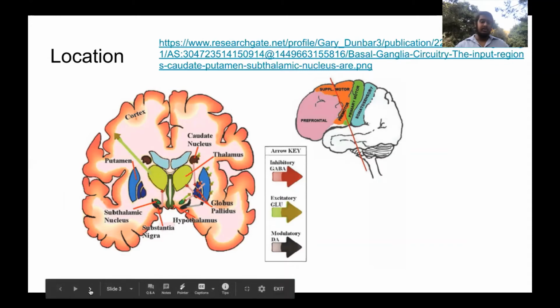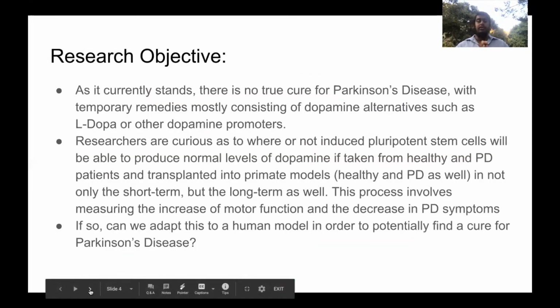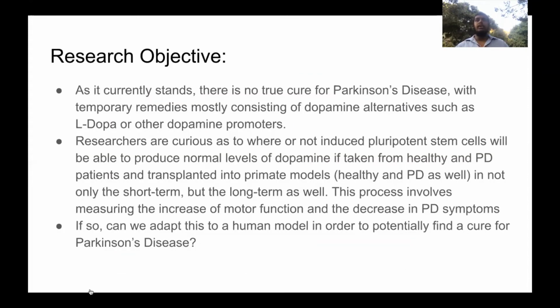And so let's continue. The research objective of this letter was, right now we're talking about Parkinson's disease, and we don't have a cure for that. Yes, we do have L-DOPA or other dopamine promoters that can work in the meantime, but there's currently no true cure for it, and that's where the paradox lies. So right now, researchers are wondering if we can use iPS cells, induced pluripotent cells, as a mechanism to produce normal levels of dopamine.